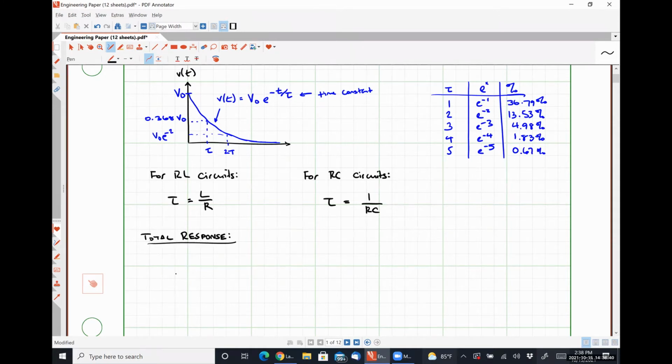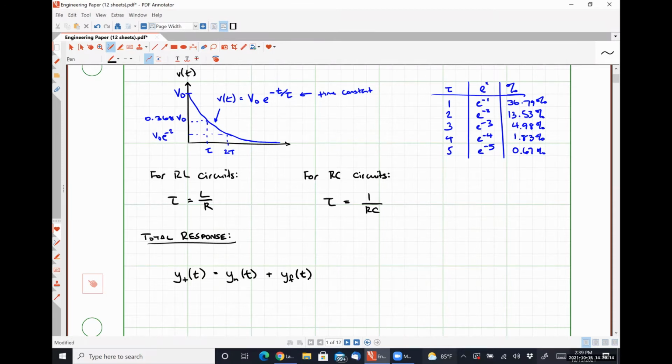So the total response of a circuit is a combination of what's called the forced response and the natural response. So we could say in general that y(t), which is our total response as a function of time, is equal to the natural response plus the forced response. This natural response is exactly what we were solving for on Wednesday, okay?